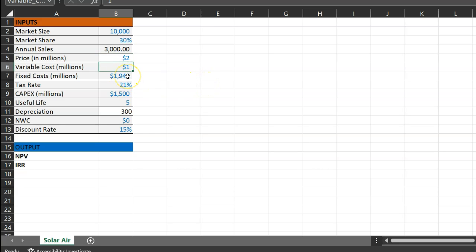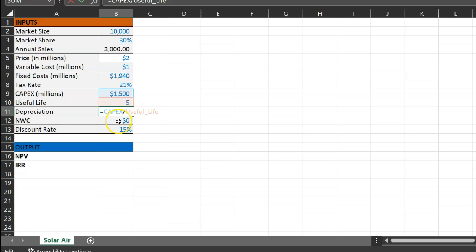There are going to be some fixed costs associated with producing these jets, specifically $1.94 million. The tax rate is given to you. And you're also told that the useful life of the upfront capital expenditure this company will make is essentially 5 years. We're looking to depreciate these assets using the straight line method. So depreciation is simply CapEx divided by the useful life.